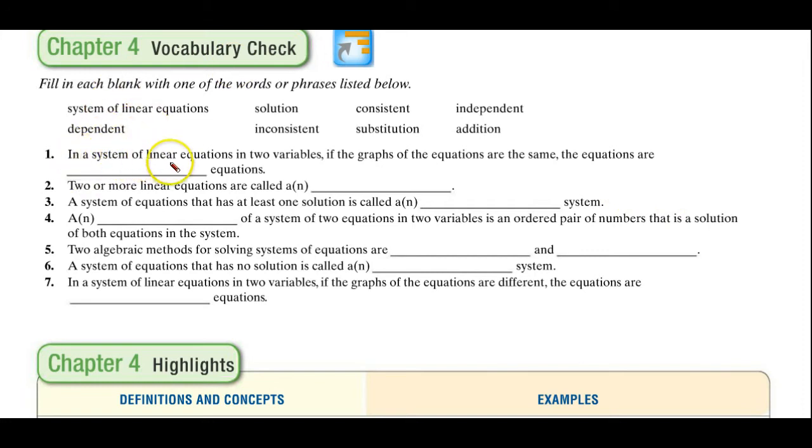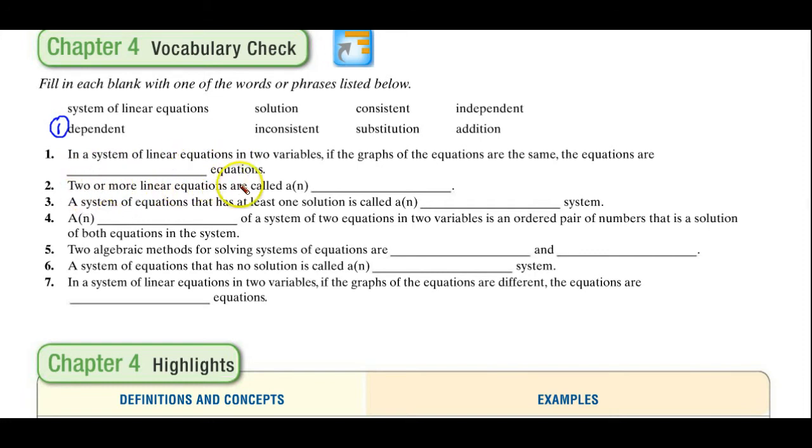In a system of linear equations in two variables, if the graph of the equations are the same, the equations are, I think the word was dependent. There we go, number 1. Dependent equations, if the graphs are the same.